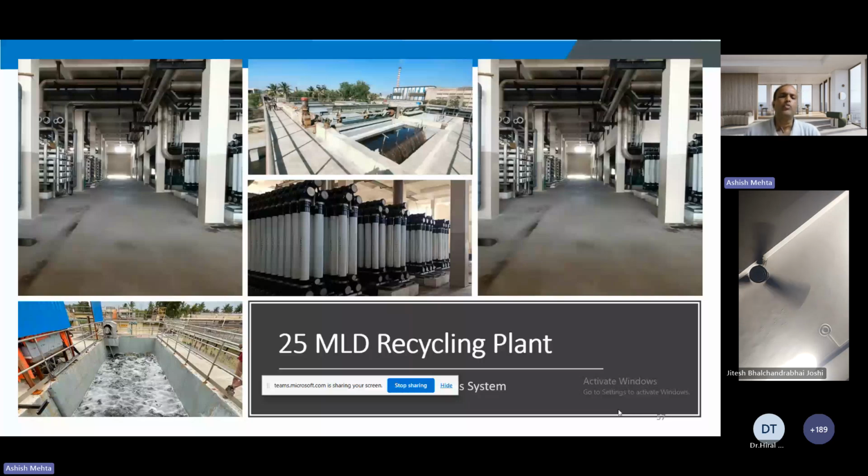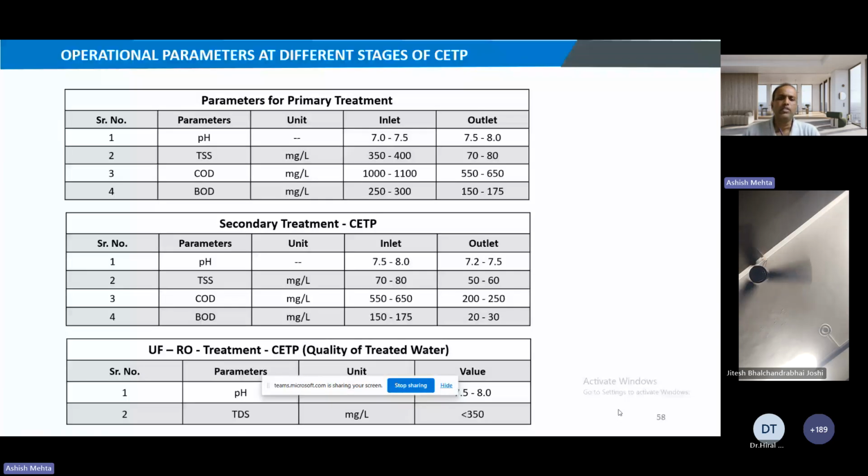If we see the operational parameters at different stages, in the primary stage we are getting an inlet of around 300 to 400 TSS, COD around 1000, and BOD in the range of 250. The outlet we are achieving after primary treatment is in the range of 550 to 600 COD and BOD in the range of 150. After secondary, we are getting COD in the range of 200 and BOD in the range of 20 to 30.